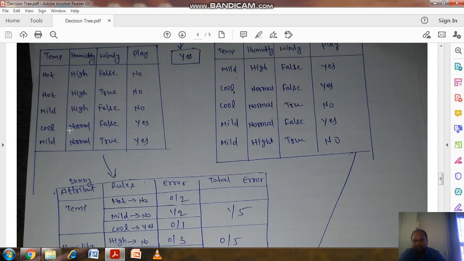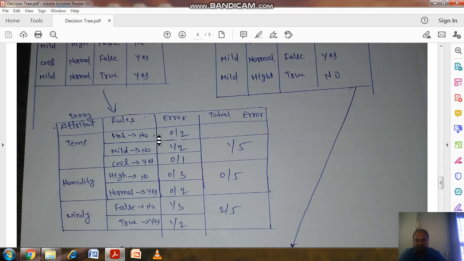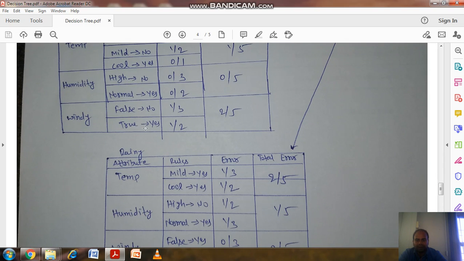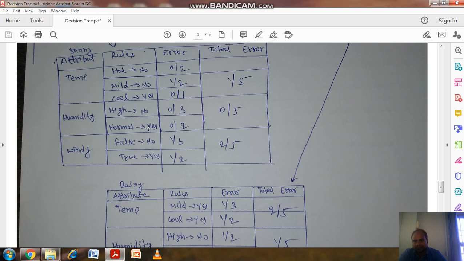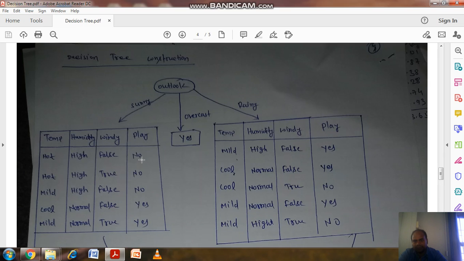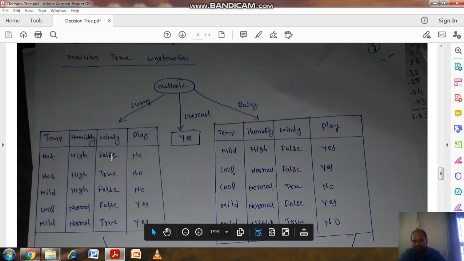If normal, there are 2 cases, corresponding to both of which the game has been played. So we will make a rule: normal yes. So 0 error. Again windy has 2 values, false and true. So false no, false yes and true yes.